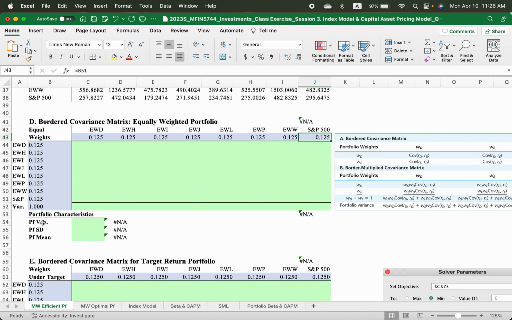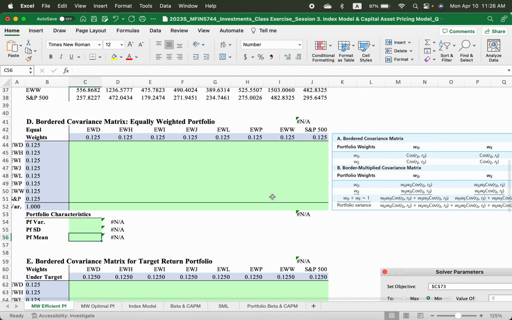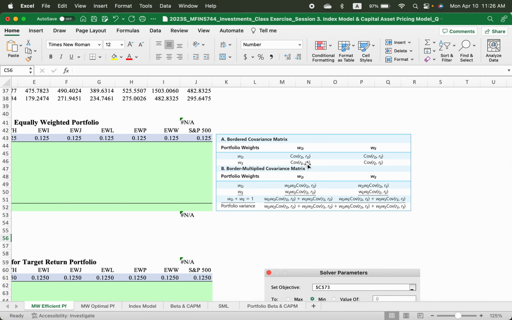Under this equal weight of investment in the risky portfolio, what can be the portfolio characteristics: portfolio variance, portfolio standard deviation, and the portfolio expected rate of return? First, let's calculate the equally weighted portfolio. As we discussed during the class, we calculate the weight. Portfolio management is always about calculating the weight of the individual assets, the weight of the individual securities.